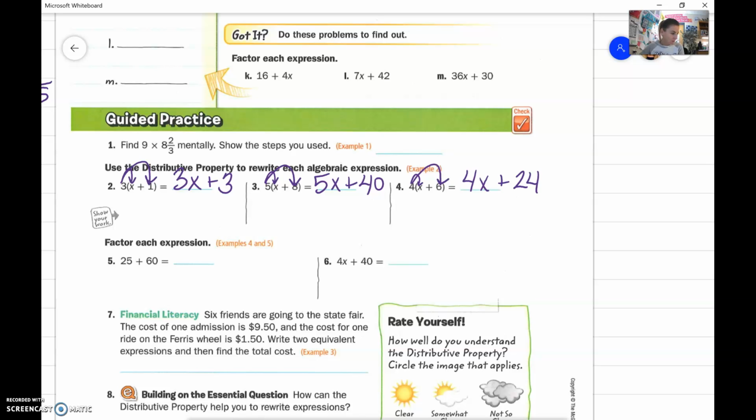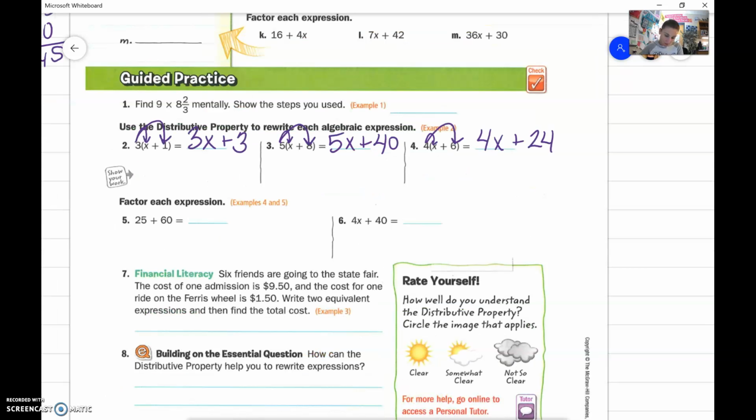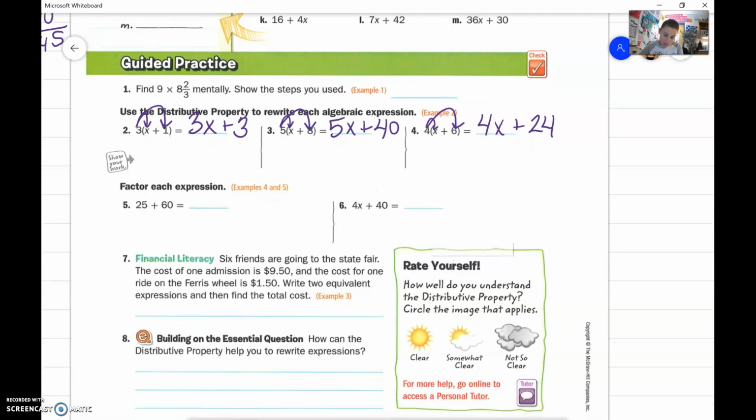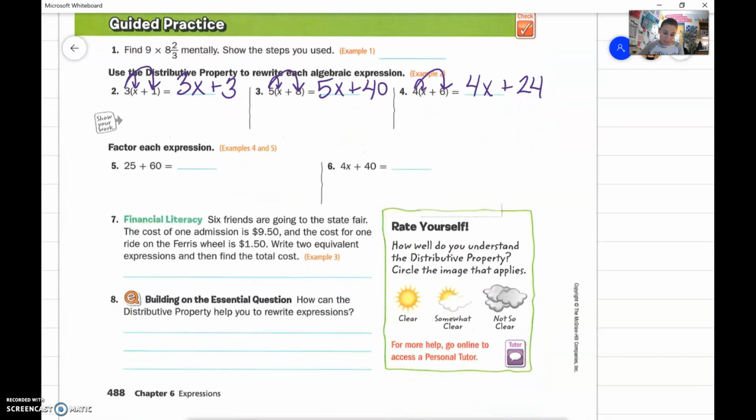That's the distributive property. Let me see if I want to do this one. Yeah, let's do this one. It says we're going to do number 7. It says 6 friends are going to the state fair. The cost of one admission is $9.50. And the cost for one ride on the Ferris wheel is $1.50. It says write 2 equivalent expressions and then find the cost. So that's what we did in the other example. So we're going to do this one together.